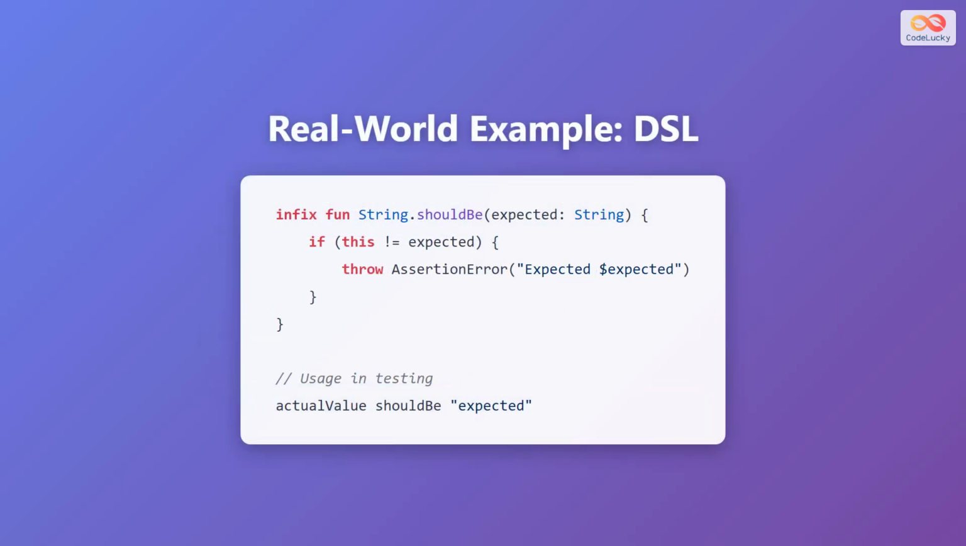Infix functions shine when building domain-specific languages. Here's a real-world example from testing frameworks. We create an infix function called shouldBe as an extension on String. It takes an expected parameter and throws an assertion error if the actual value doesn't match. Below, you can see how elegant the usage becomes: actual value should be "expected". This reads almost like plain English and makes test assertions incredibly clear and expressive. This is exactly the kind of readability that makes infix functions so valuable in Kotlin.